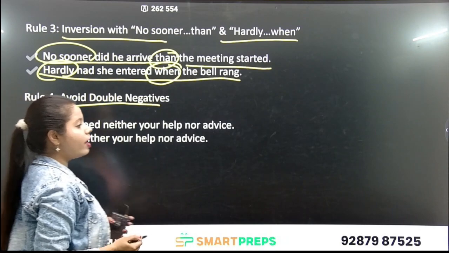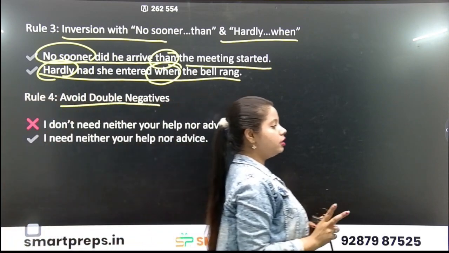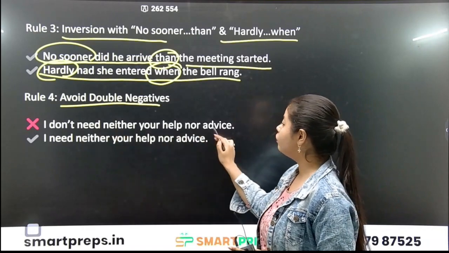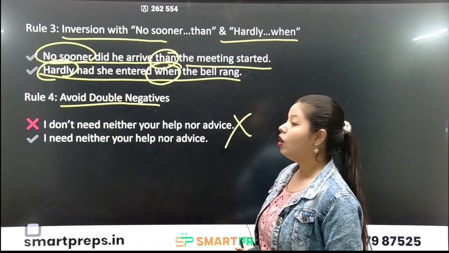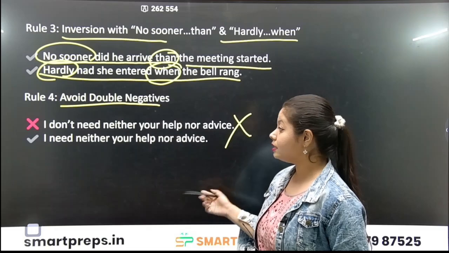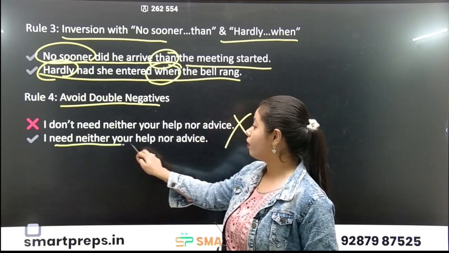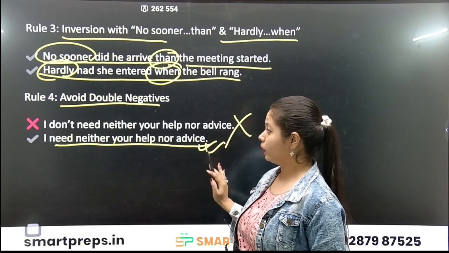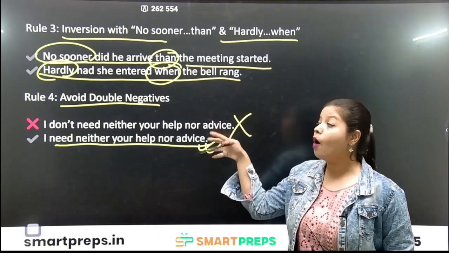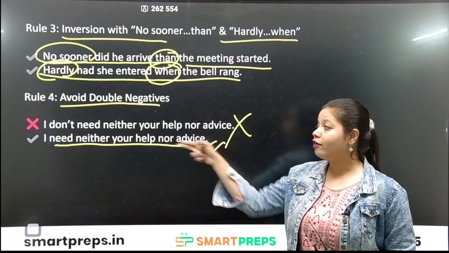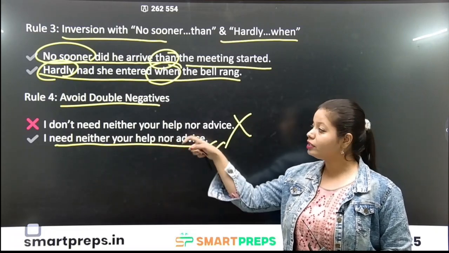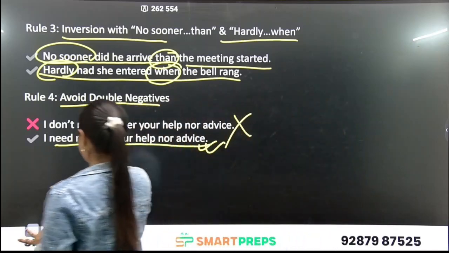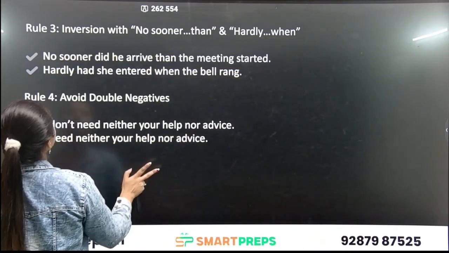Now let's move to rule number 4, that is avoid double negatives. We have to avoid double negative statements. Now see the first statement: I don't need neither your help nor advice. This will be a wrong statement. How will we say it? I need neither your help nor advice will be the correct statement. So see how we are avoiding the double negatives and forming one simple sentence, using the correlative conjunctions. So this topic is always used when we are forming sentences.